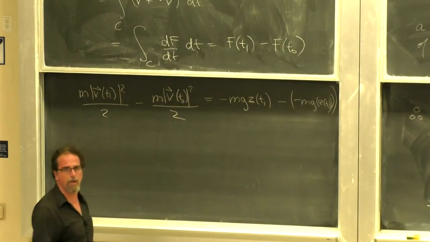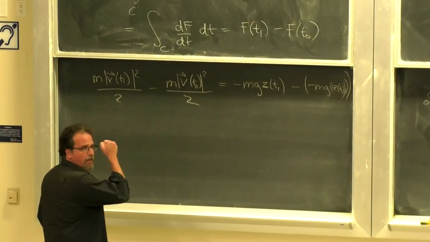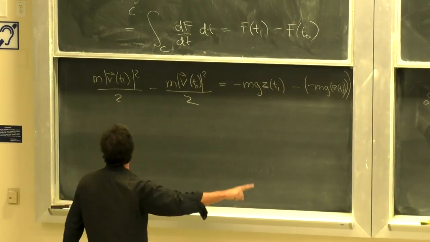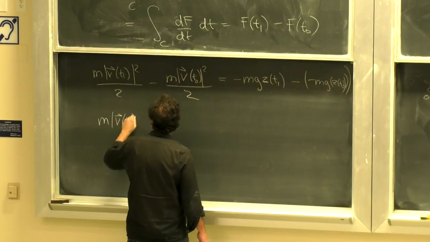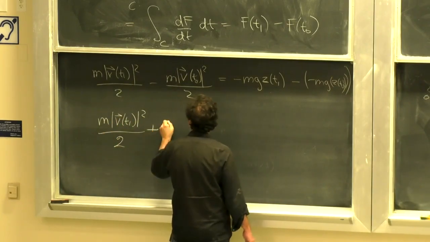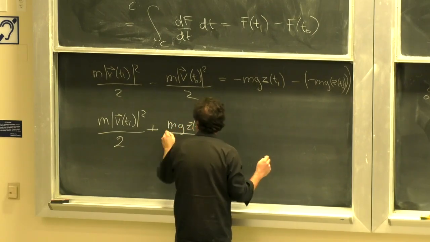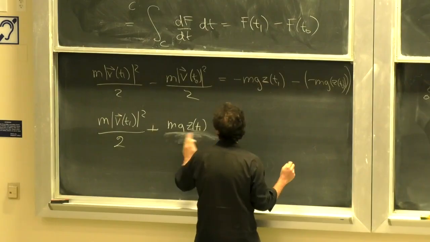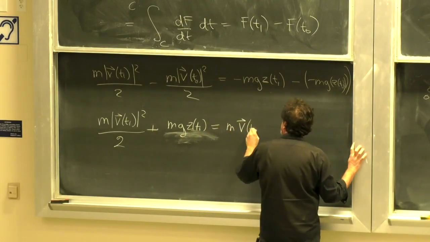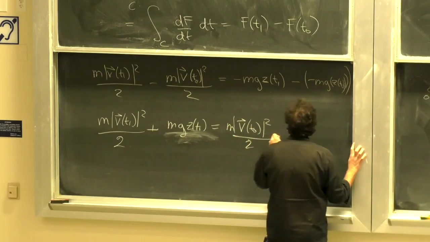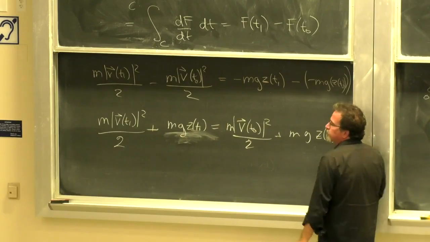Pause. I'm going to rearrange this equation. I'm going to put everything that depends on t1 on the left-hand side, and everything that depends on t0 on the right-hand side. And I've got m magnitude of v of t1 squared over 2 plus mg z of t1, no over 2 on that one, is equal to m times v of t0 quantity squared over 2 plus mg z of t0.